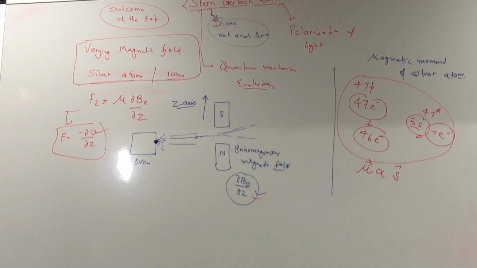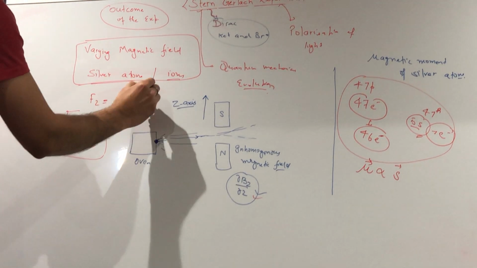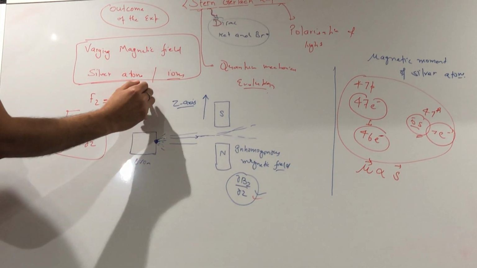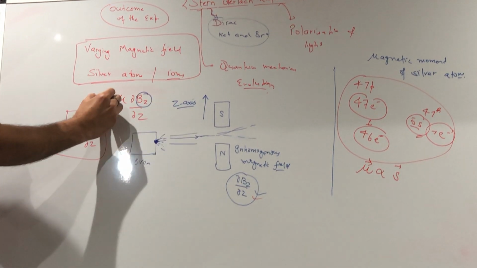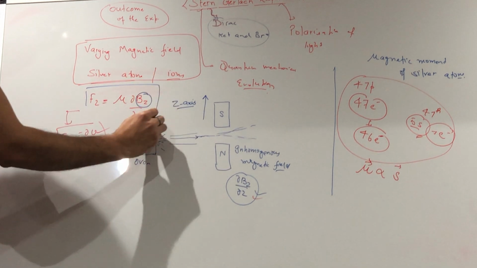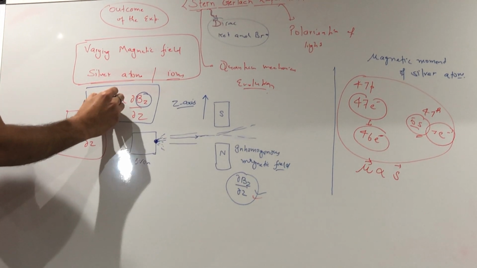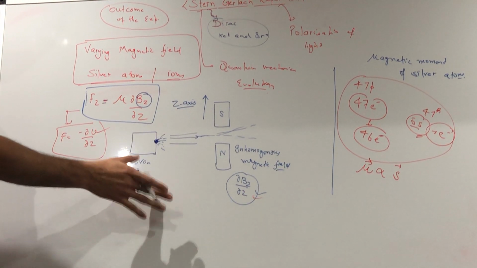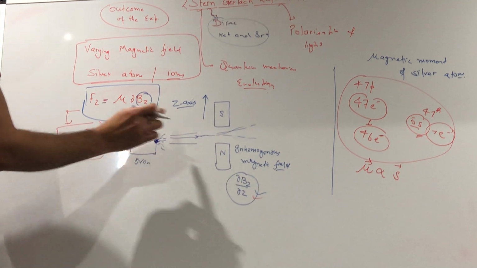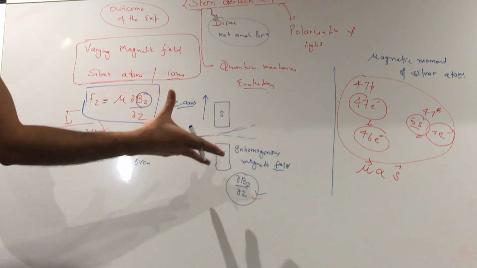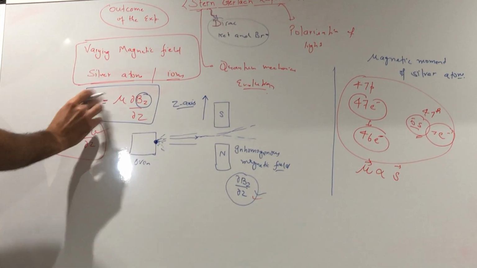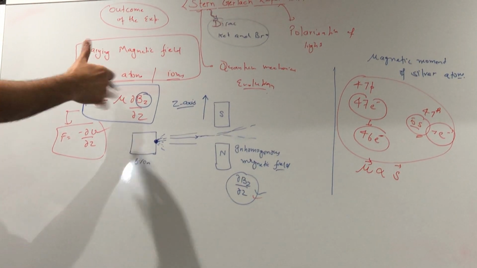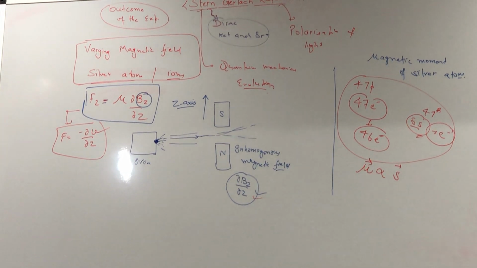Now since Bz is not constant here, it is changing along the z-axis, this factor ∂Bz/∂z is not 0. The electrons experience force only along the z-axis, and the rest of the components are 0. That's the purpose of using the inhomogeneous magnetic field, because if the field is constant, this factor will be 0 and there will be no net force acting on it. So mathematically we can prove it this way as well. So what happened?